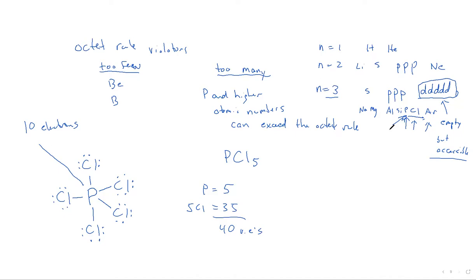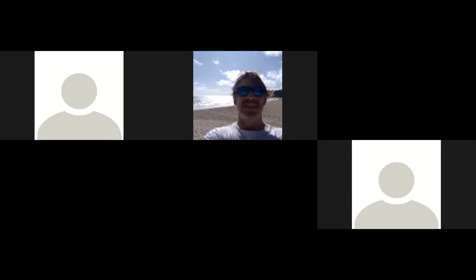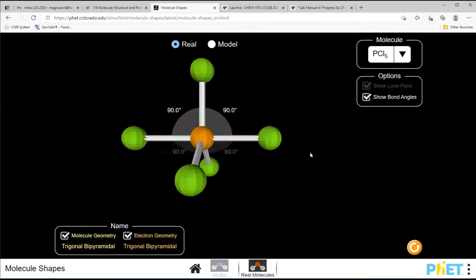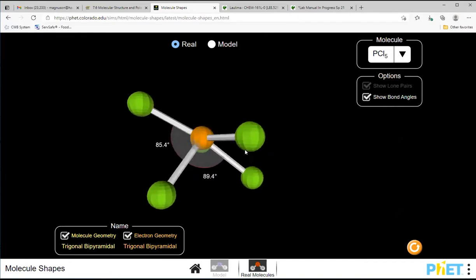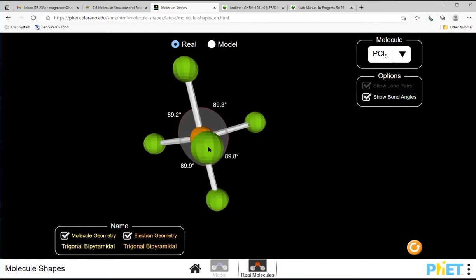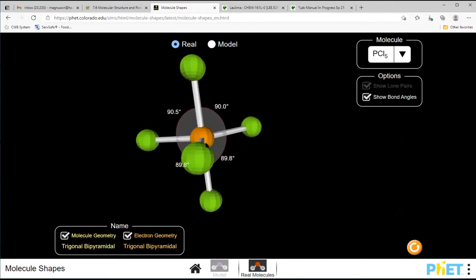And then is it polar or non-polar? Well, this is actually a highly symmetrical geometry. What does that geometry look like? Let's jump to this one. PCl5, there it is. And this is one of, so 5 things, no lone pairs.